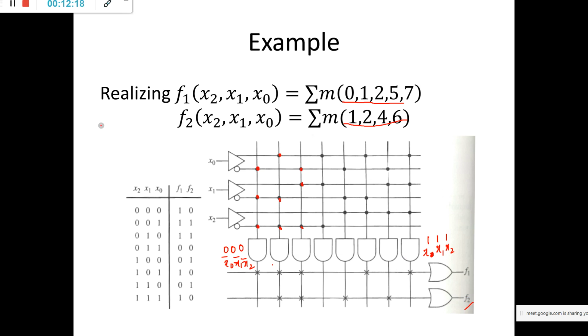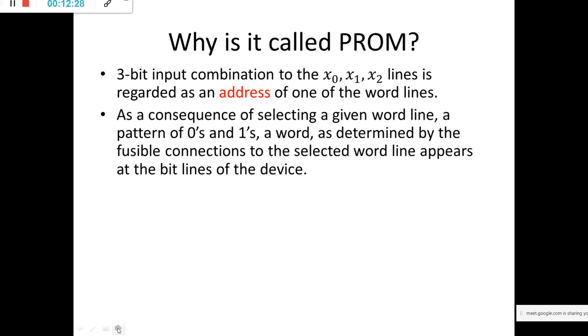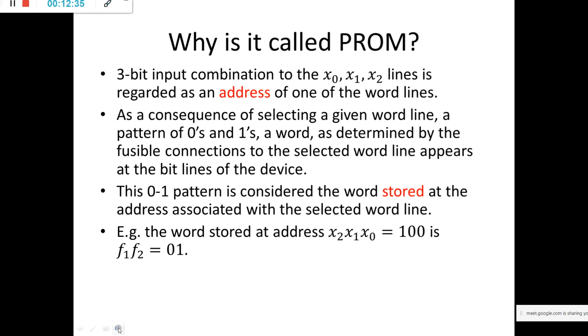Okay. So going to the next. Why is it called PROM? The 3-bit input combination to the X0, X1, X2 lines is regarded as the address of one of the words. So the input lines are there, no? X0, X1, X2 lines. Those are known as the address of one of the word lines.